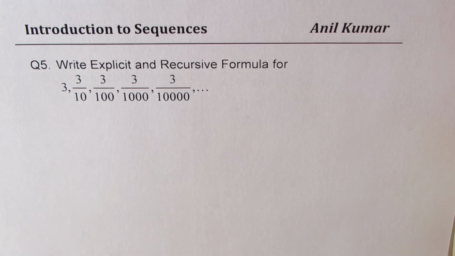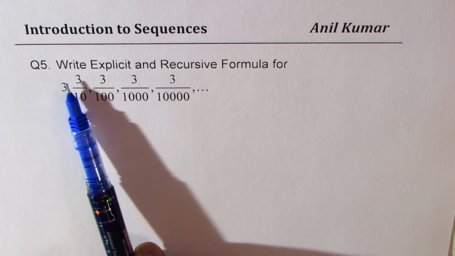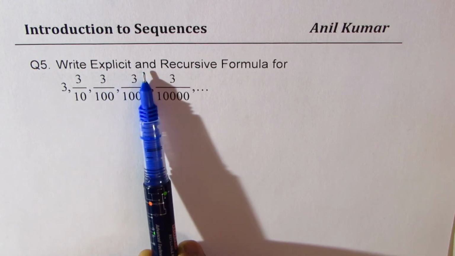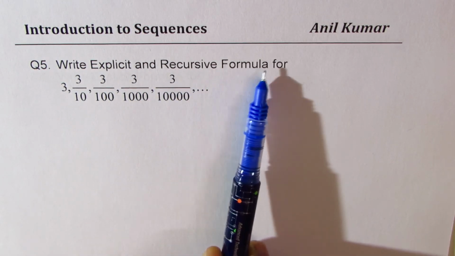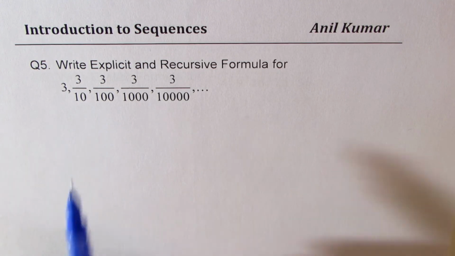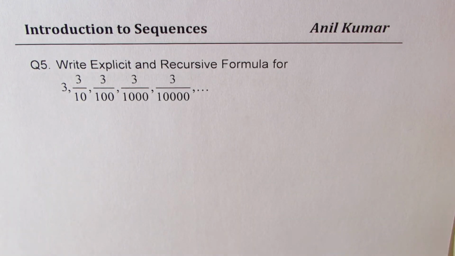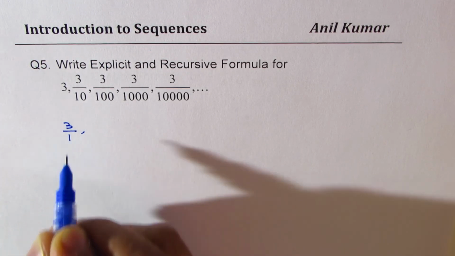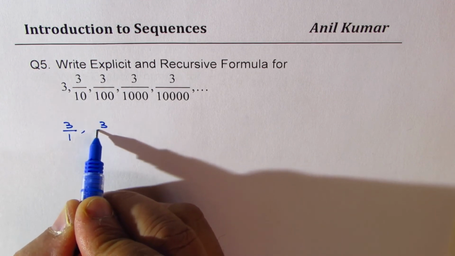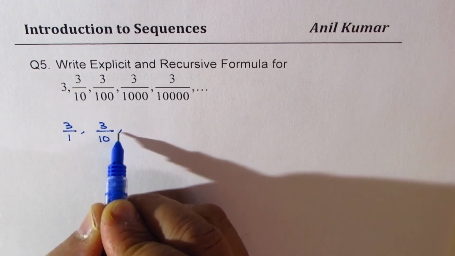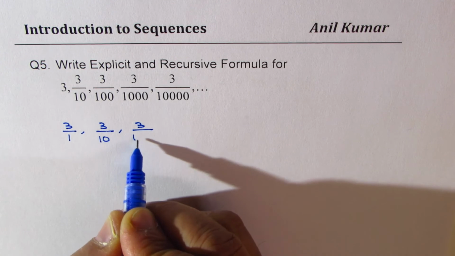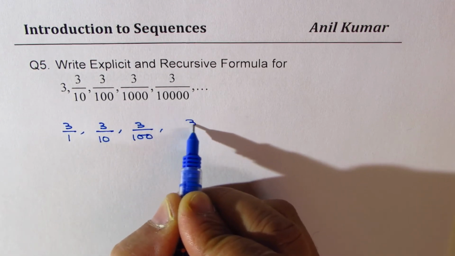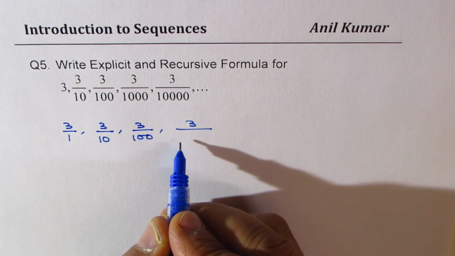Here is a very interesting example. We need to write explicit and recursive formula for the following. I'd like you to pause the video and answer this question. Well, you could write 3 as 3 over 1. And then I think it'll make sense. So what are you doing in this particular sequence? You will observe that you're multiplying by 1 over 10, right?